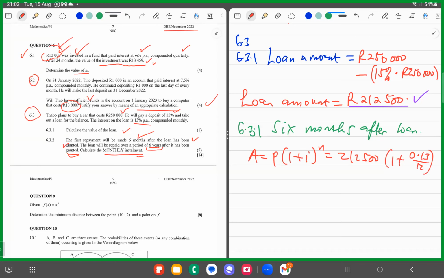So let's look at this together. You can write it at the bottom here. So which means that A equals P, which means 212,500, 1 plus 13%, which means we divide by 100. And then it's per month, so we divide it by 12. Right, so 6 months after the loan has been granted.